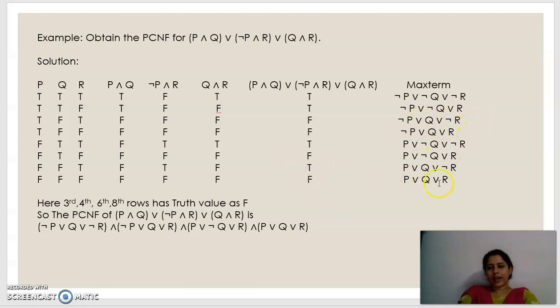So like that you have to find out the max terms. Yes, here we have four possible false values. Take all those max terms in the third row, fourth row, sixth row and eighth row, and connect those max terms by the conjunction, meaning AND. So connect these four max terms by AND. So the required principal conjunction normal form is this.